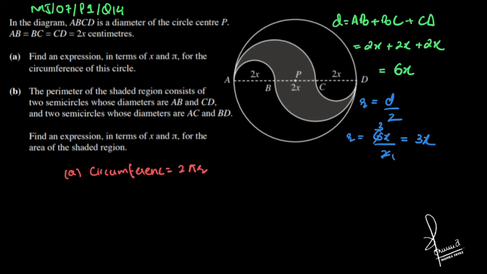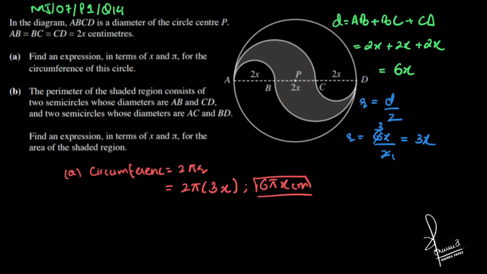So now you can substitute your radius over here. So 2 pi into 3x. Now you want to leave the answer in terms of x and pi. So 3 2s are 6 pi x centimeters. Do not forget the unit in your answer.